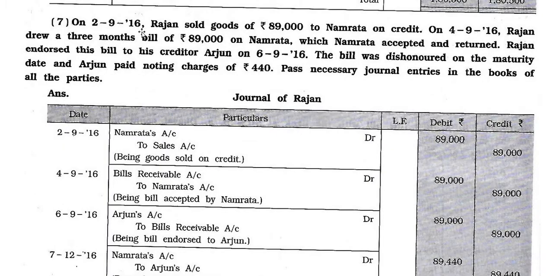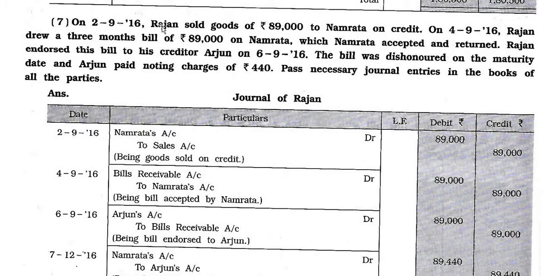On 2/9/2016, Rajan sold goods of rupees 89,000 to Namrata on credit. On 4/9/2016, Rajan drew a 3 months bill of rupees 89,000 on Namrata, which Namrata accepted and returned. Rajan endorsed this bill to his creditor Arjun on 6/9/2016. The bill was dishonored on the maturity date and Arjun paid noting charges of rupees 440. Pass necessary journal entries in the books of all the parties.